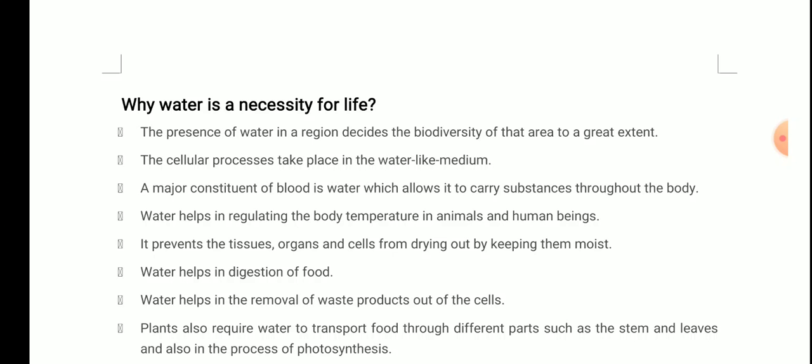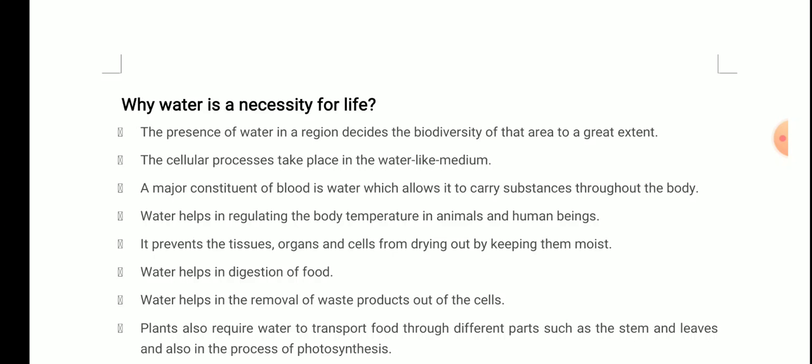Third, again very important: a major constituent of blood is water, which allows it to carry substances throughout the body. Very important point. A major constituent of blood is water, which allows it to carry substances throughout the body. Water helps in regulating the body temperature in animals and human beings. Very important.